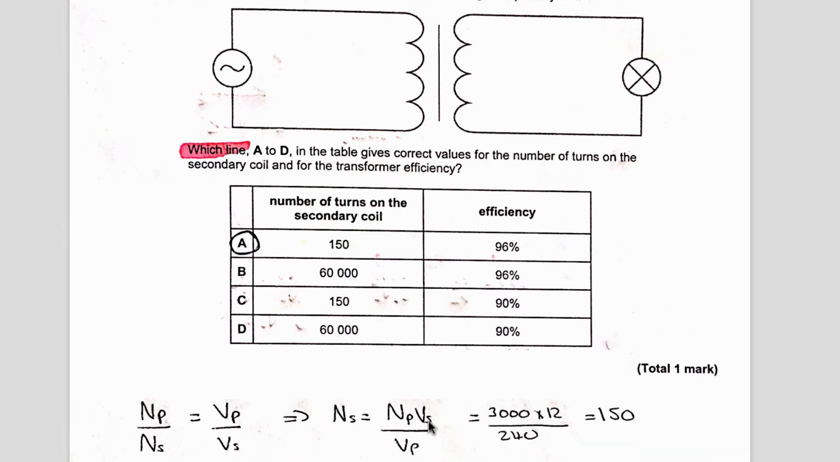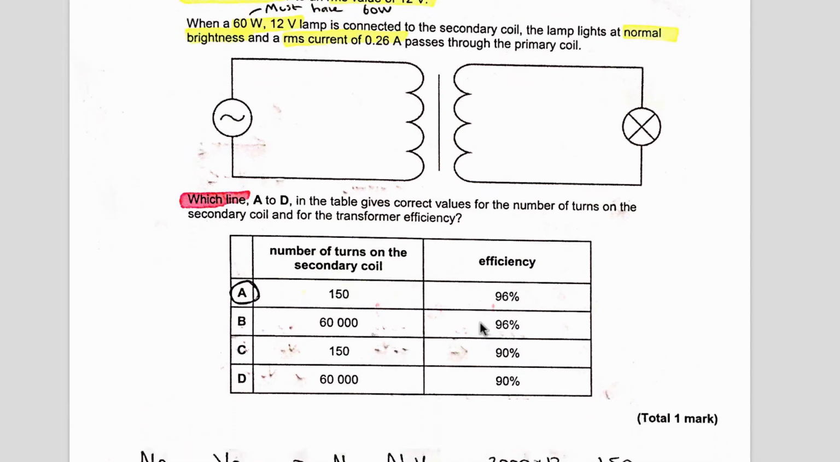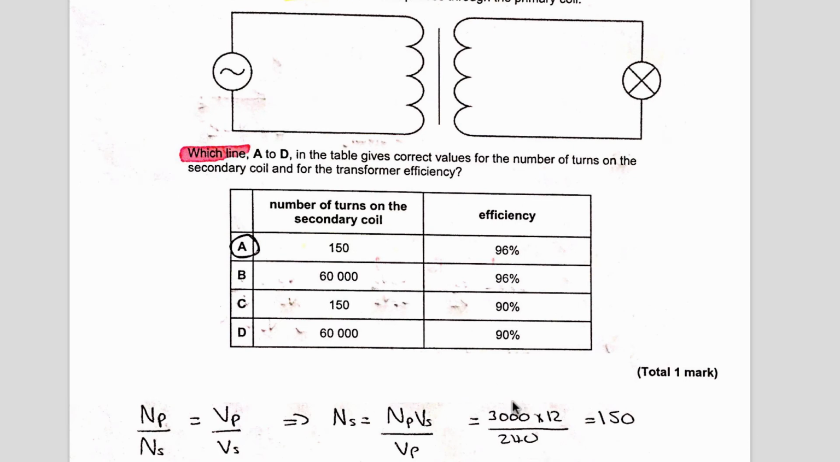The potential difference on the secondary side is 12 volts, because it says here it's got a root mean squared value of 12 volts. And it also told us that we've got a root mean squared potential difference of 240 volts on the primary side. So if we put that into our equation, we get 150 for the turns on the secondary coil, which means that it's either A or it's C. It can't be B or D. So we've narrowed it down to 2, but we now need to work out whether it's A or C.